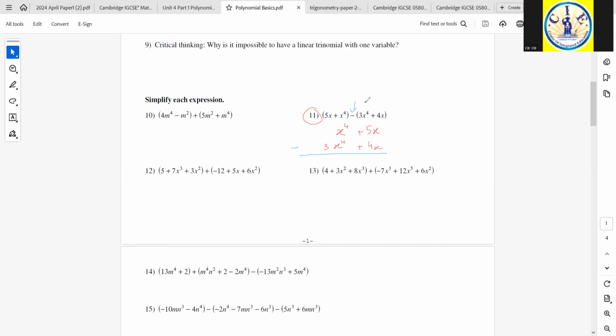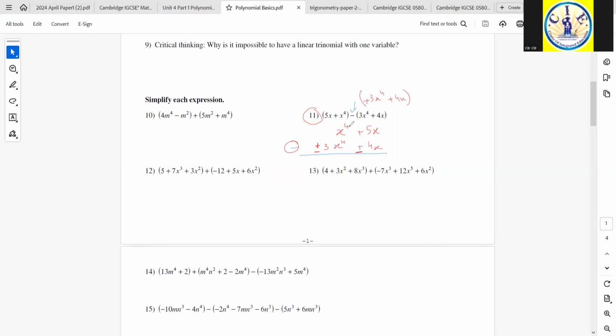Okay, inside the bracket, this 3x to the power 4 plus 4x. Inside the bracket, both terms are positive. So when you are subtracting them, you actually change the signs. So this is going to be having a negative sign with it. It is originally positive, but when you subtract it, this is the rule for subtraction that changes the signs of all the terms of the polynomial that is being subtracted from the other one. So I'm going to change its sign as well. The sign has become negative now.